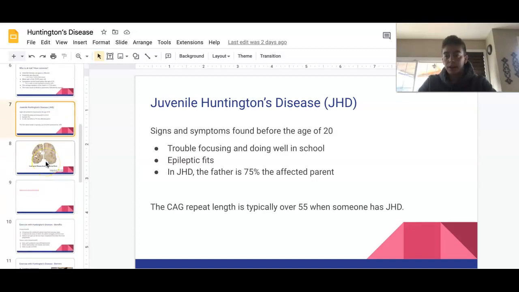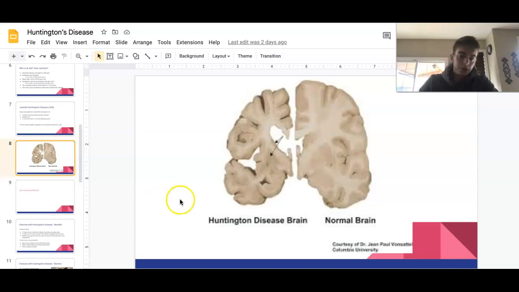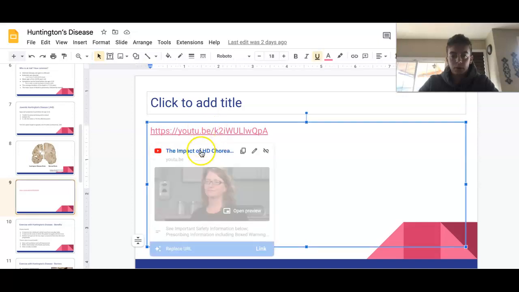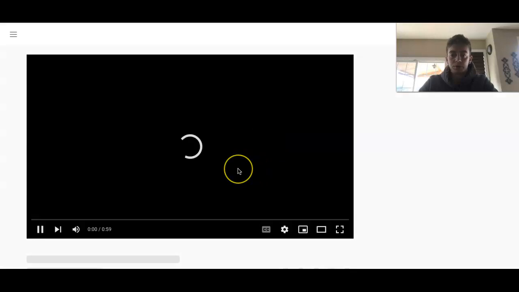So next, I have a picture of a brain with Huntington's disease, and on the right is a normal-looking brain. You can see how deteriorated the brain with HD is. Next, I have a short video, about a minute long, about a person living through the struggles with HD.